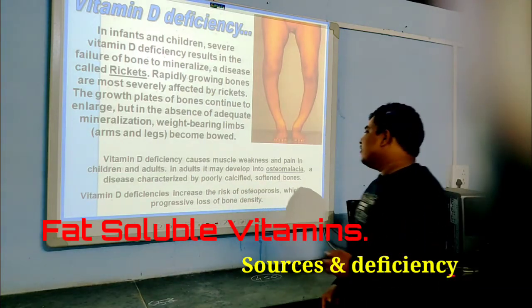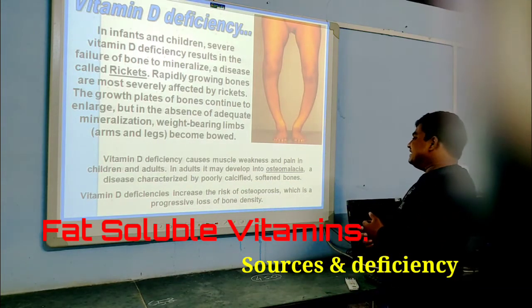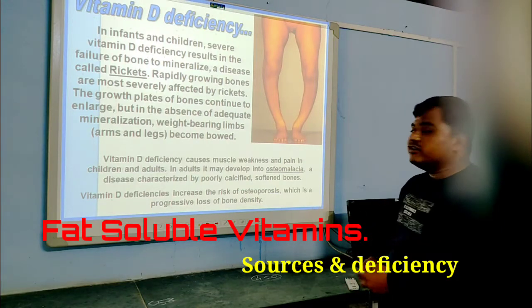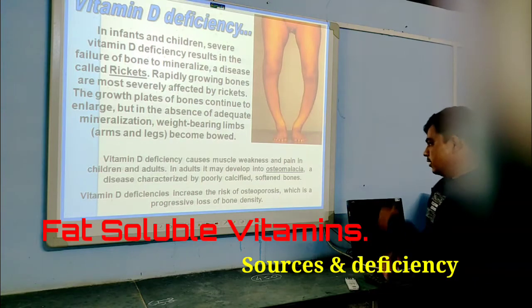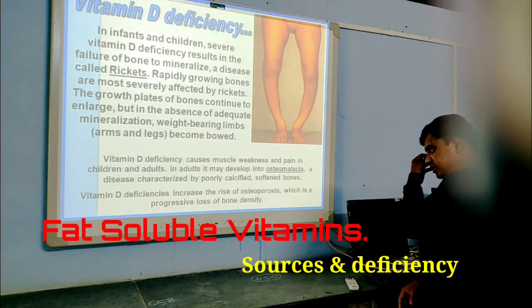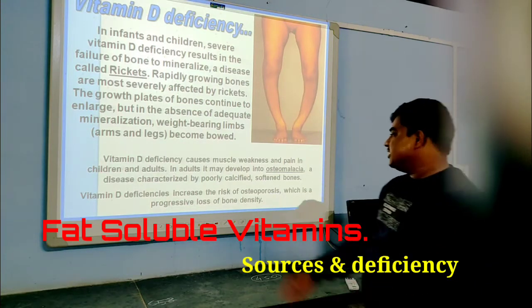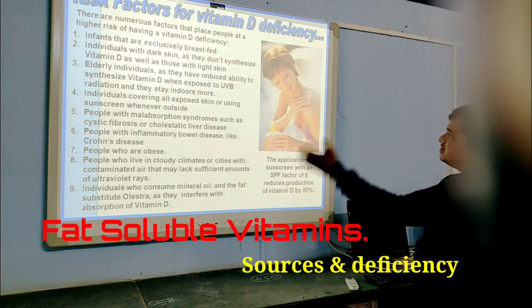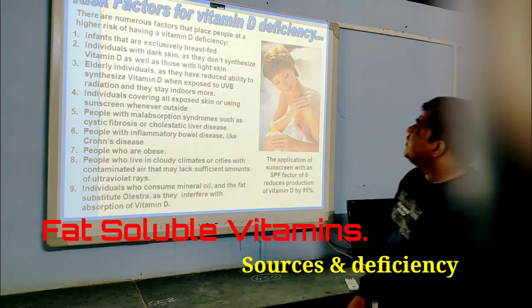Okay, in adults it may develop into osteomalacia, a disease characterized by poorly calcified and softened bones. Okay, again the vitamin D deficiency increases the risk of osteoporosis, which is a progressive loss of bone density. Now, these are the risk factors of vitamin D deficiency.